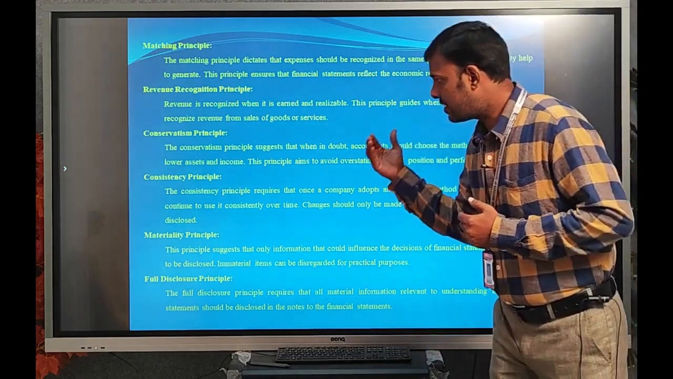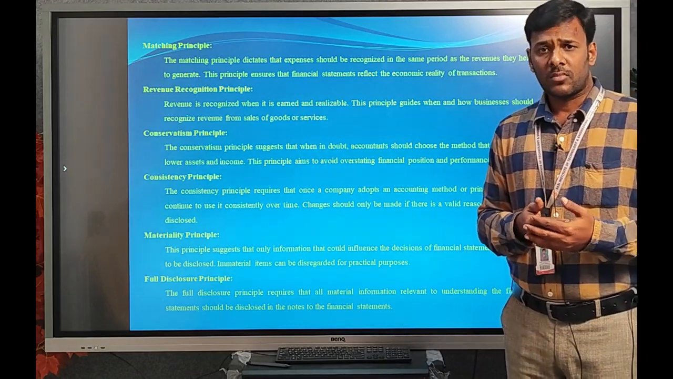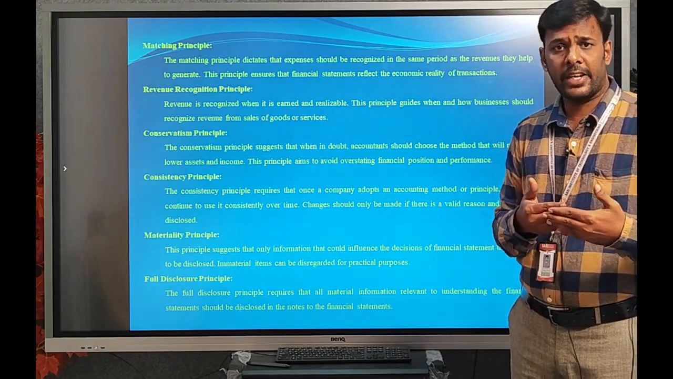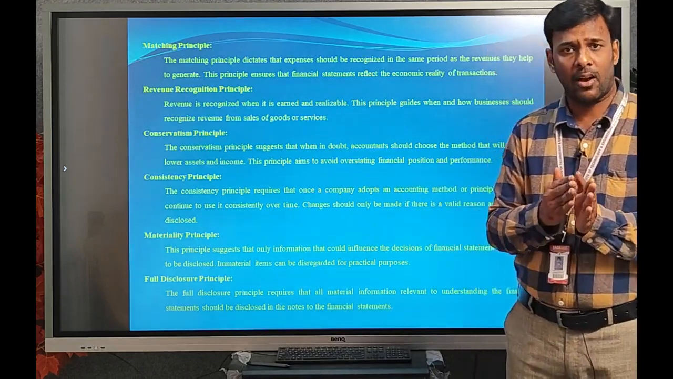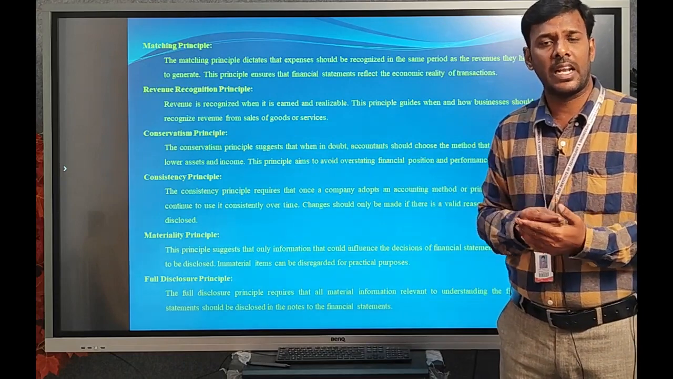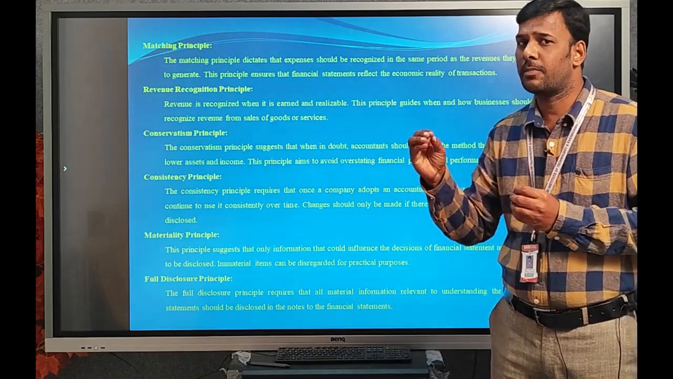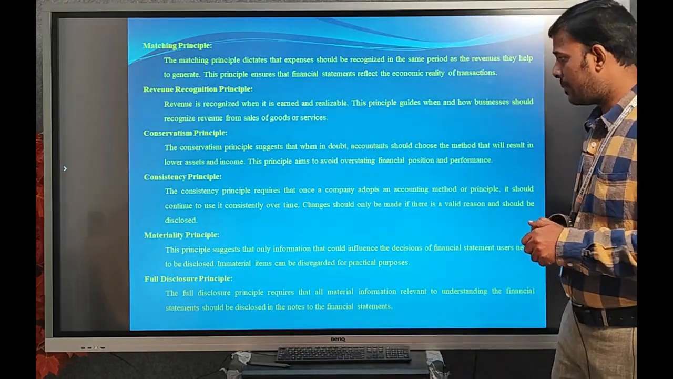Next one is the consistency principle. Consistency means, for example, if we maintain accounts for 3 months, that has to be continued. If we are maintaining accounts for 6 months, that has to be continued. Whatever time period we have selected, we have to maintain for a specific period of time. That is included in the consistency principle.